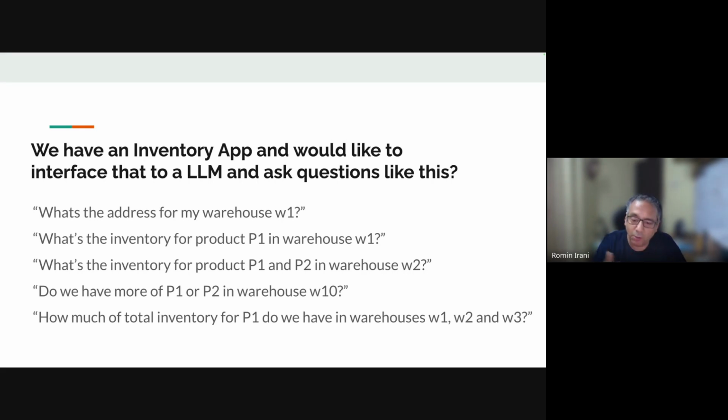It's not just about how much of X or Y I have in warehouse ABC, but also, do I have more of this, or could you give me a distribution of P3 product in all our 10 warehouses or something like that. And you can see that it starts becoming very powerful. But the question is, and maybe you understood now, how is the LLM going to know where our inventory API is? Because it has no idea about it.